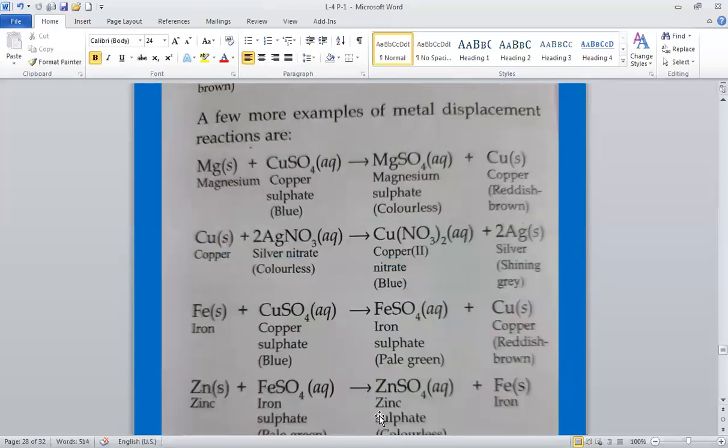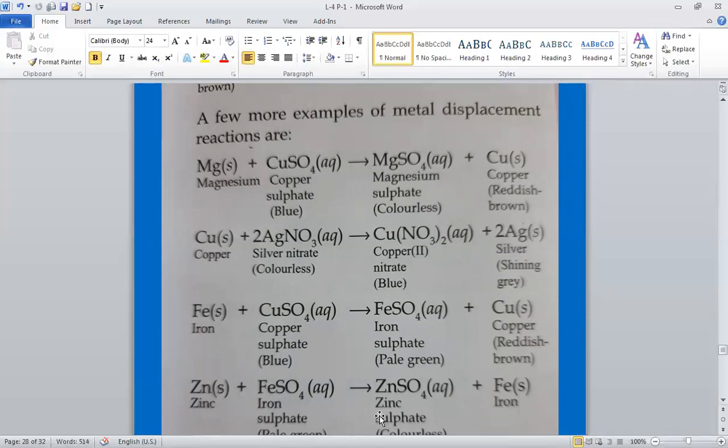I'm going to show you a few more examples of metal displacement reactions. Magnesium plus copper sulfate. Copper sulfate is again blue, and when we put some magnesium in it, a solution of magnesium sulfate is formed, which is colorless, and copper is deposited. Again, copper plus silver nitrate. Copper, being more reactive than silver, will displace silver from its salt solution, and a solution of copper nitrate is formed, and silver, which is shining gray, will be deposited on the copper pieces.